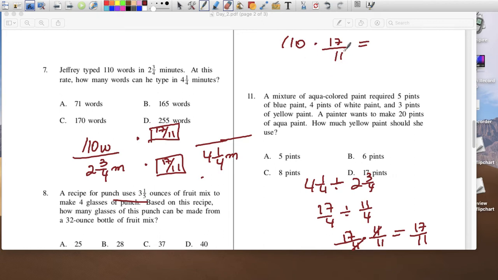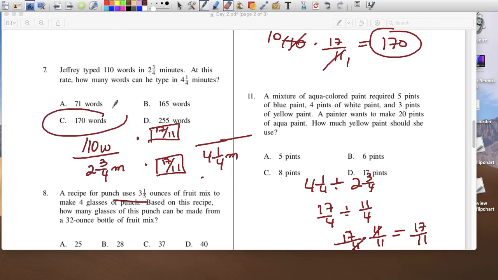I can simplify. 11 divided by 11 is 1, and 110 divided by 11 is 10. So now 10 times 17 is 170. And here's my answer.